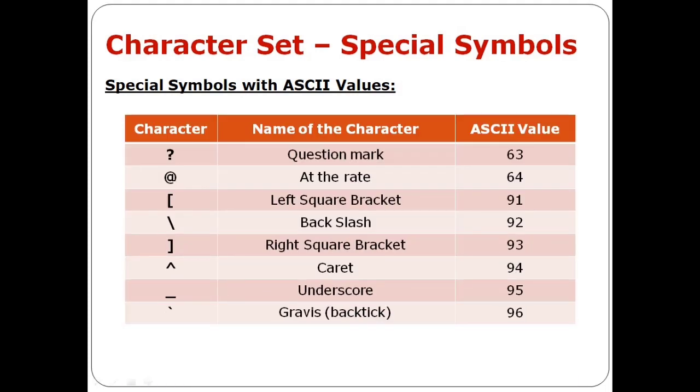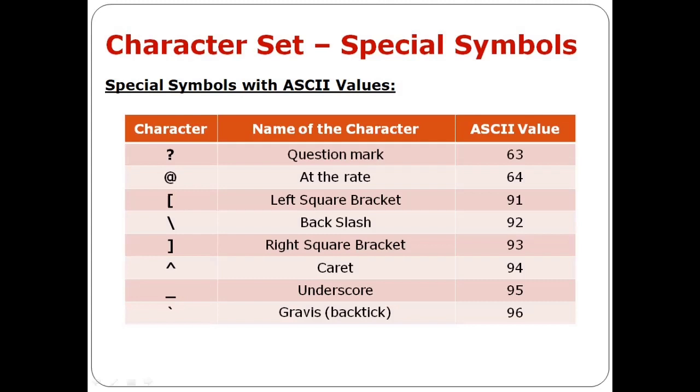Then next one is question mark, ASCII value is 63. At symbol, ASCII value is 64. Then left square bracket, ASCII value is 91. Then this one is backslash symbol, 92. Then right square bracket, ASCII value is 93. Then this symbol is called caret symbol, ASCII value is 94. Then this one is underscore, ASCII value is 95.